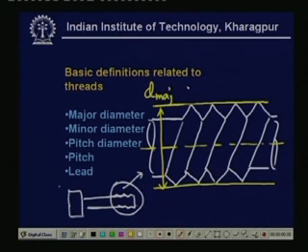Now, the measured diameters are sometimes called the diameter or the nominal diameter of the bolt or the screw. Similarly, we can have another imaginary cylinder, which passes through the lowest points of this threaded profile. So, this diameter is known as the minor diameter.